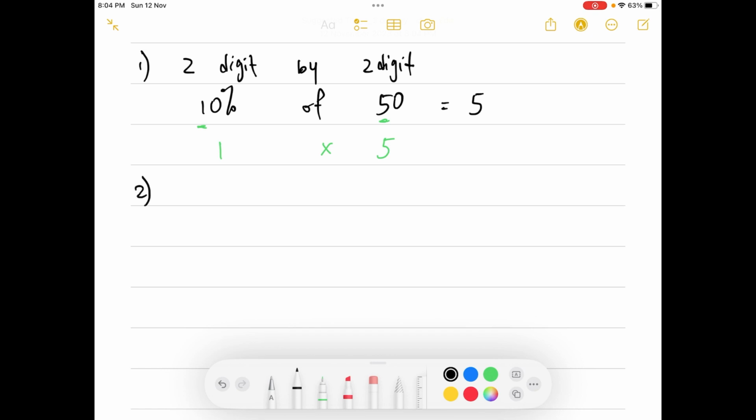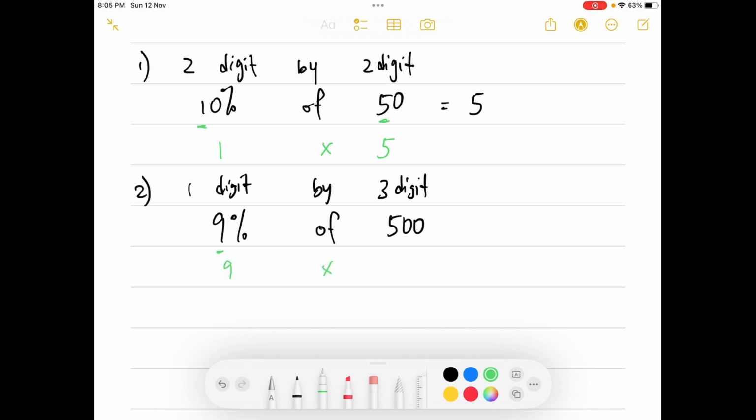Secondly, you can use it when you have a 1-digit by 3-digit itself. So for example, 9% of 500. So how to get it? 9 of you times 5. Answer you'll get 45.